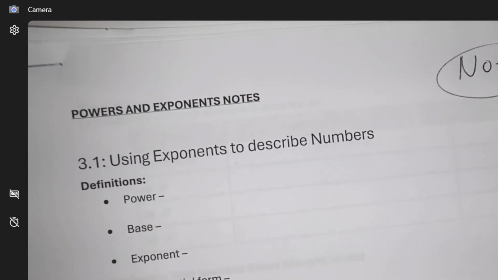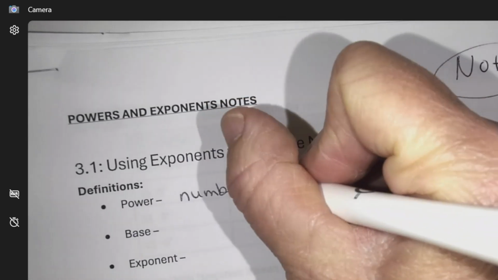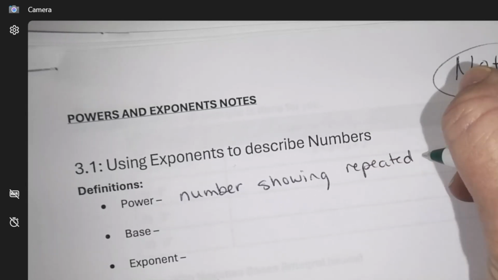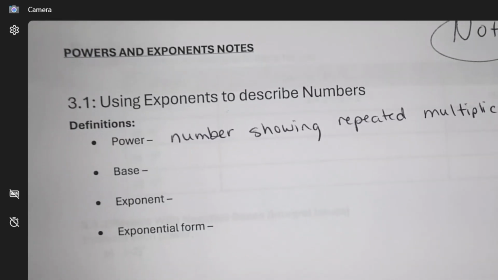Okay, using exponents to describe numbers is our first topic in our new unit, and this unit is all about powers and exponents. Okay, so definitions. We need to understand, well, what does a power mean? It's a number showing repeated multiplication. A power is when you have a number that shows us repeated multiplication.